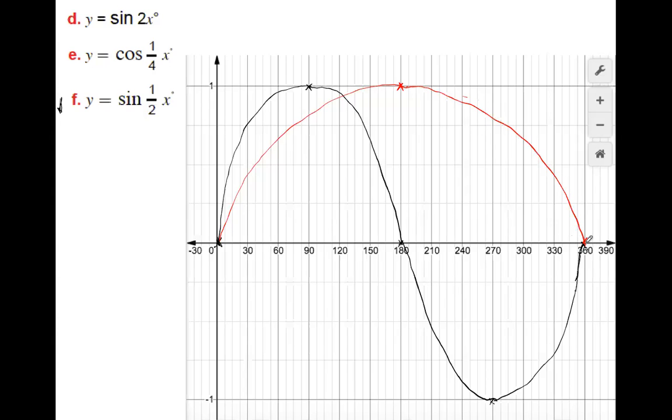And normally, because we're drawing from 0 to 360, I'll stop here, but that would just keep going if I were asked to do it from 0 to 720, for example. So that would be f, or sine of half of x. Okay, I've got half of a cycle within 360.